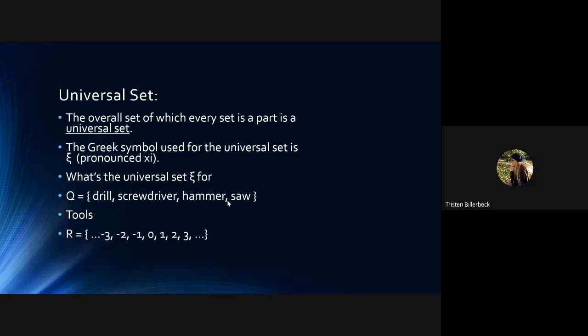Okay. How about the set R is the set of all the numbers that go from beyond -3 to -3, -2, -1, 0, 1, 2, 3, and then all those numbers above. So what universal set does that belong to? Integers. There you go.